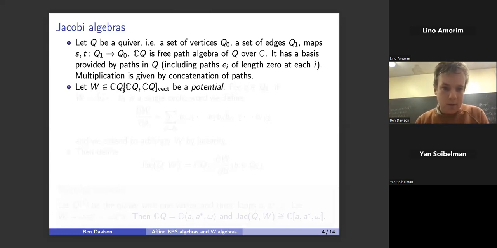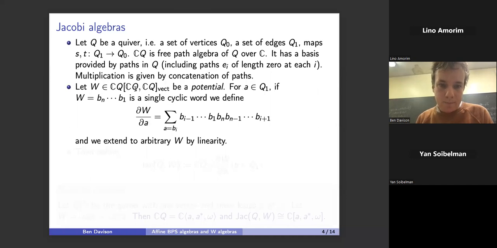I take W in CQ quotiented by the vector space spanned by commutators in CQ. So really this is just a linear combination of cyclic paths in my quiver. If A is an arrow in my quiver and W is a single cyclic word or a single cyclic path, then one defines the... that's a quotient sign. So if A is an arrow and W is a single cyclic word, then we define the non-commutative derivative of W with respect to A like so. We cyclically permute every instance of A to the front of this cyclic word and then delete it. And then for arbitrary W, we extend by linearity.